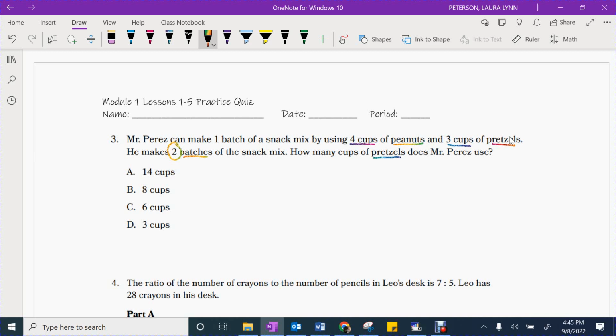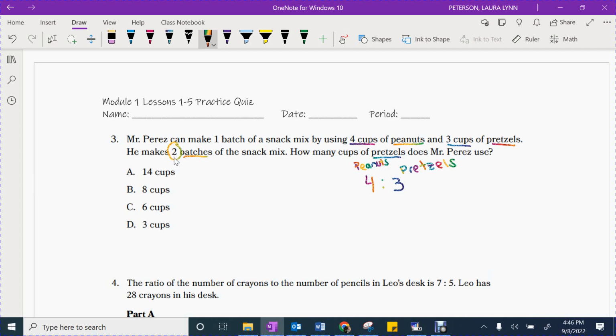The first ratio in the problem has to be the snack mix of peanuts to pretzels. So that would be 4 to 3. Now, if it helps you to label peanuts and pretzels above your numbers, you could absolutely do that to help keep the numbers straight. You could draw a tape diagram. Many ways to do this.